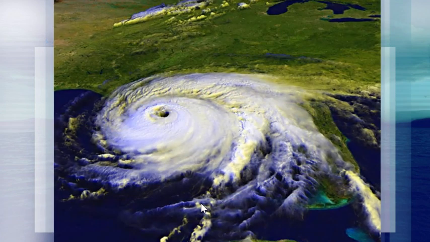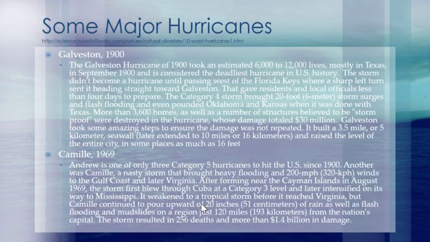And here's a very characteristic picture of a hurricane. Didn't put in a lot of pictures for this because you know a lot about hurricanes. You've probably studied them in other classes. So here are just some major hurricanes that have hit. There have been lots of hurricanes that have hit the United States. Here are some big ones that you might have heard of.